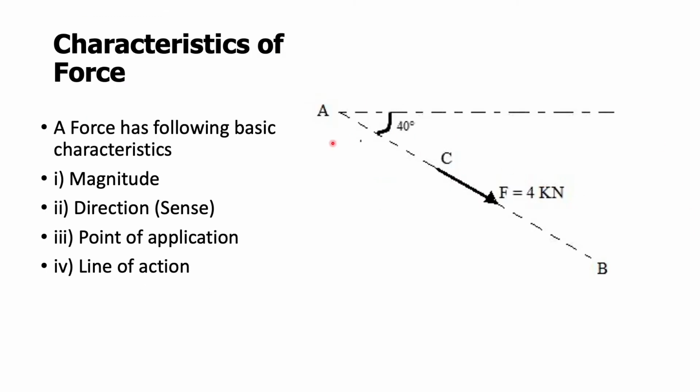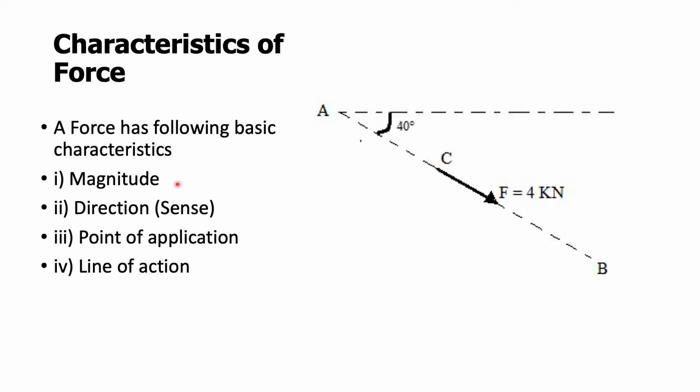Forces have four major characteristics. The first one is the magnitude, which can be represented graphically by drawing a vector to scale. So for example, this is a vector F force which has a magnitude of 4 kilonewtons. The length of the vector represents its magnitude, so the longer the length of the vector, of course, the higher the force.